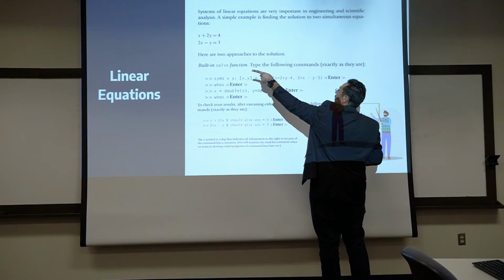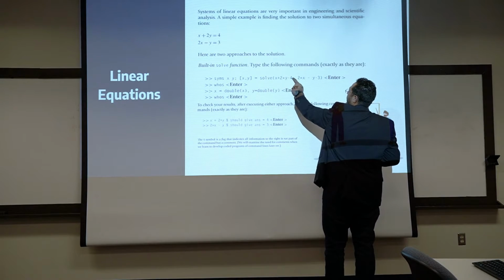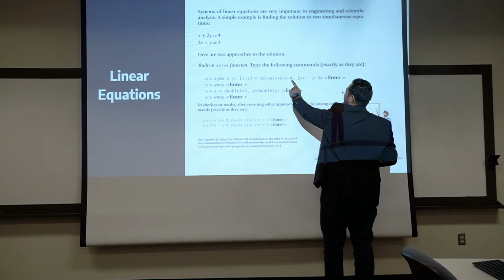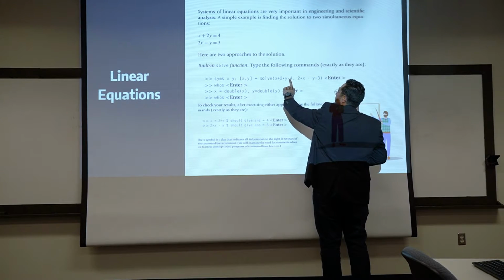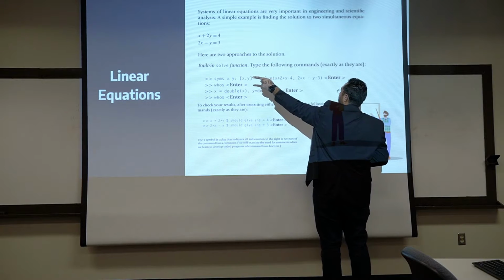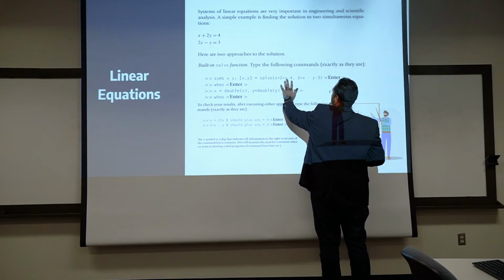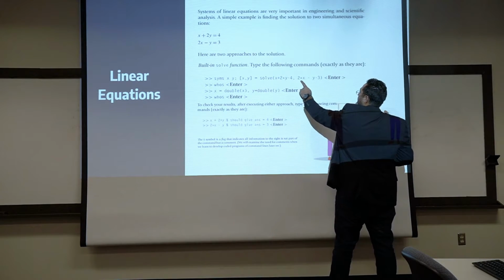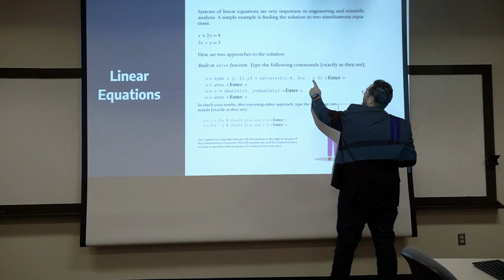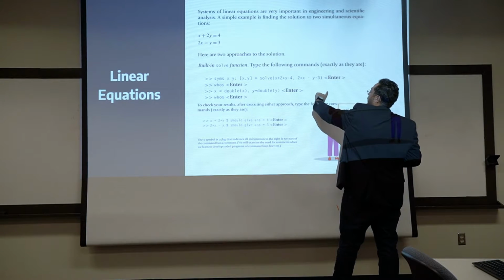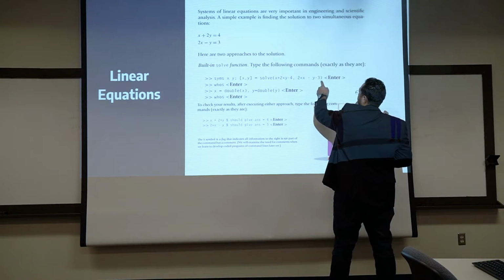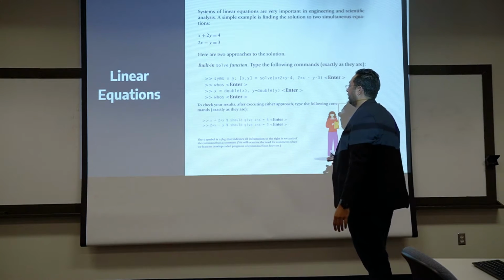Then you move the 4 to the other side. You can't put equal 4 here. It's going to give you a mistake because MATLAB can't understand it. Minus 4, as you move it to the left side, equals 0. So it will stay this way. The other one, 2x, 2 multiplied by x minus y. Instead of equal 3, you move 3 to the left side, and it becomes minus 3. I'm assuming you guys know that from math.